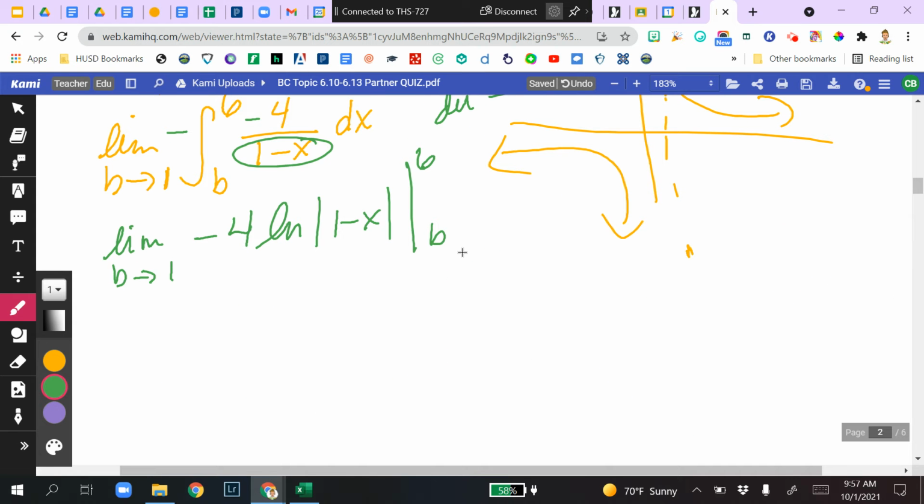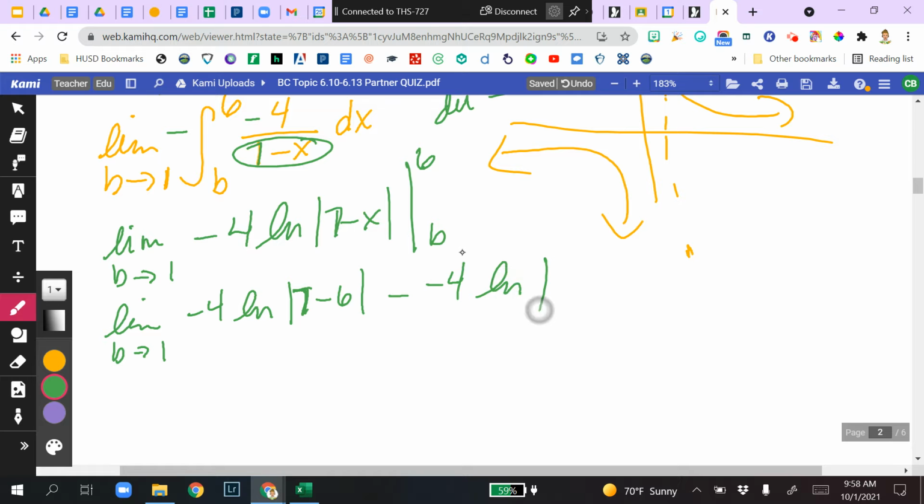Okay, so now I'm going to go ahead and plug in my 6 and my b. So I have the limit as b approaches 1 of -4 natural log, absolute value of 1 minus 6, which I totally screwed up, because I don't think we can do natural log of a negative. So we're going to change this to like a 7. How's that sound? This is what we get when Mrs. Ballard makes up the problem. Oh, good. I just made it 0, didn't I? That's okay. We need to practice that too. -4 natural log, absolute value of 7 minus b.